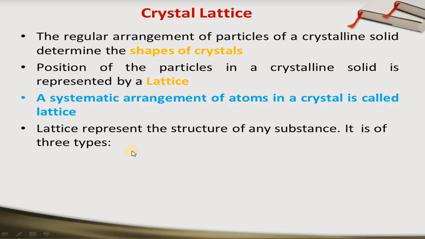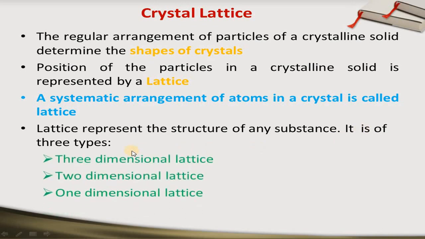It is of three types. It can be a three-dimensional lattice, a two-dimensional lattice, or a one-dimensional lattice. We have defined this lattice. Now what is this crystal lattice?